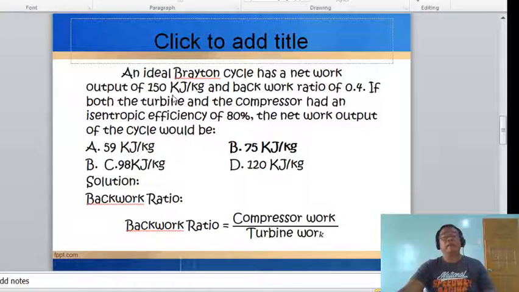So the net work output of the cycle would be, A, 59 kilojoules per kilogram, B, 98 kilojoules per kilogram, C, 75, D, 120 kilojoules per kilogram. Take note, class, that the back work ratio is equal to compressor work over turbine work. Take note of this, class. Take note of the ratio.